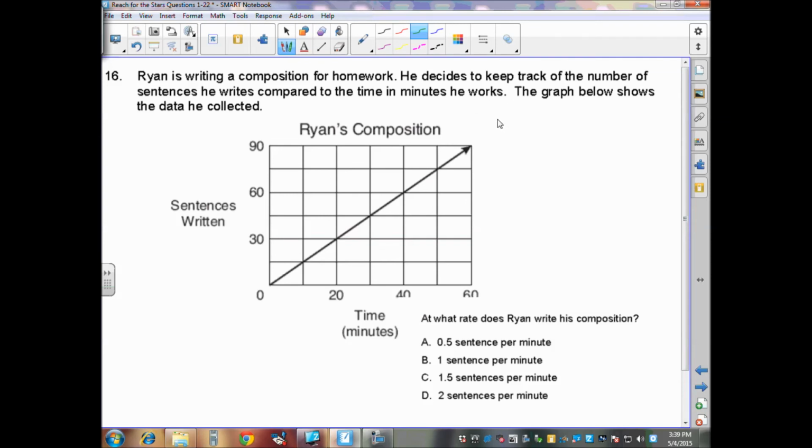We're writing a composition, and this is the data he's collected. They want to know the rate of change. I always start right here where I've got a corner. We know that he wrote 15 sentences in 10 minutes, so that would be a rise of 15 over a run of 10. Dividing by 10 moves the decimal one place. So the answer is 1.5 sentences per minute.